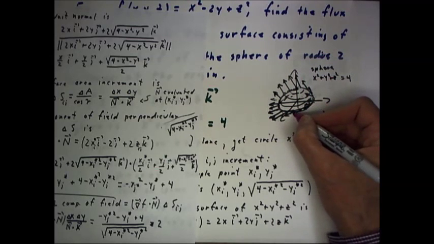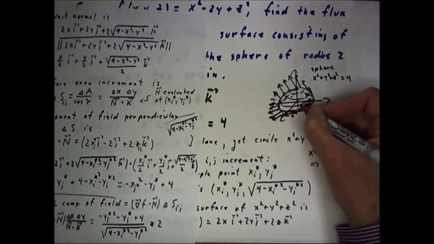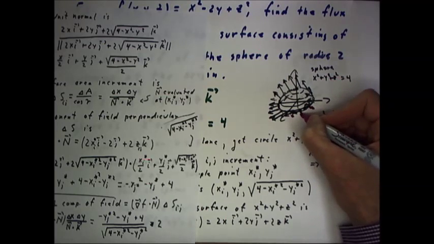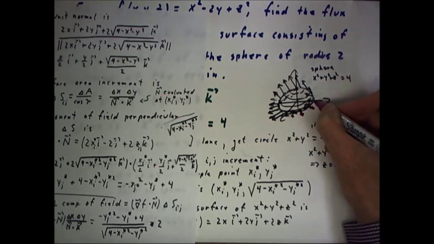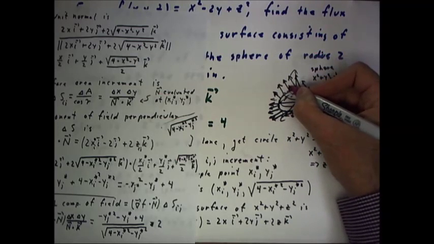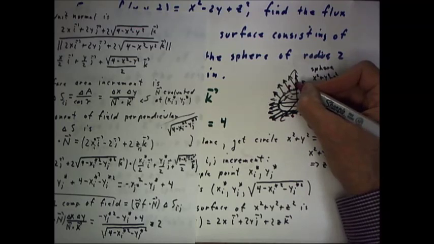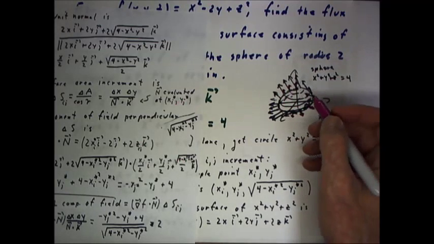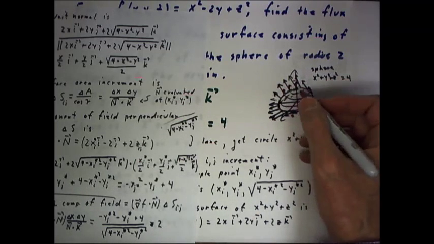Okay, so at this point we've got a unit normal which points straight away from the origin. At this point we've got a unit normal. Here we've got a unit normal. Let's see, that one should be a little longer and pointed away from the origin. At every point we've got a unit normal. Up here our unit normal is just in the k direction. Down here it's about like so.